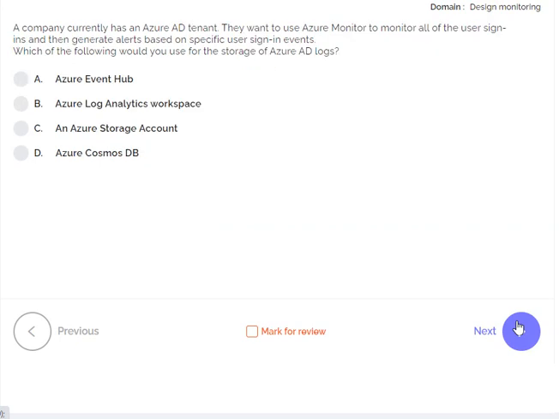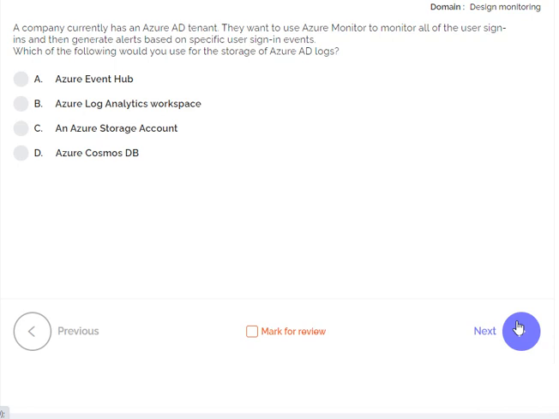A company currently has an Azure AD tenant. They want to use Azure Monitor to monitor all the user sign-ins and then generate alerts based upon specific user sign-in events. Which of the following would you use for the storage of Azure AD logs? Let's repeat this question. The company currently has an Azure AD tenant. They want to use Azure Monitor to monitor all of the user sign-ins and generate alerts based upon specific user sign-in events. Which of the following would you use for the storage of Azure AD logs? Azure Event Hub, Log Analytics, Storage Account, or Cosmos DB?